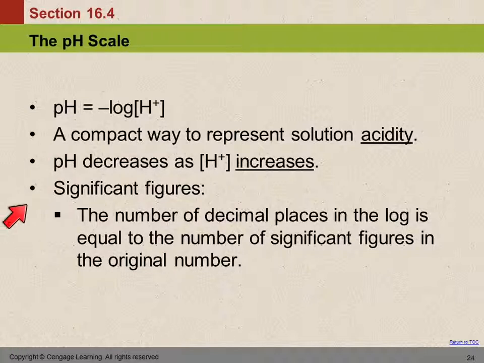And there's just a little word about significant figures, because it's kind of a pet peeve of mine that so many, even chemistry teachers, don't understand what to do with significant figures and logarithms. So the number of decimal places in the log is equal to the number of significant figures in the original number. And so we'll do some examples and figure that out.